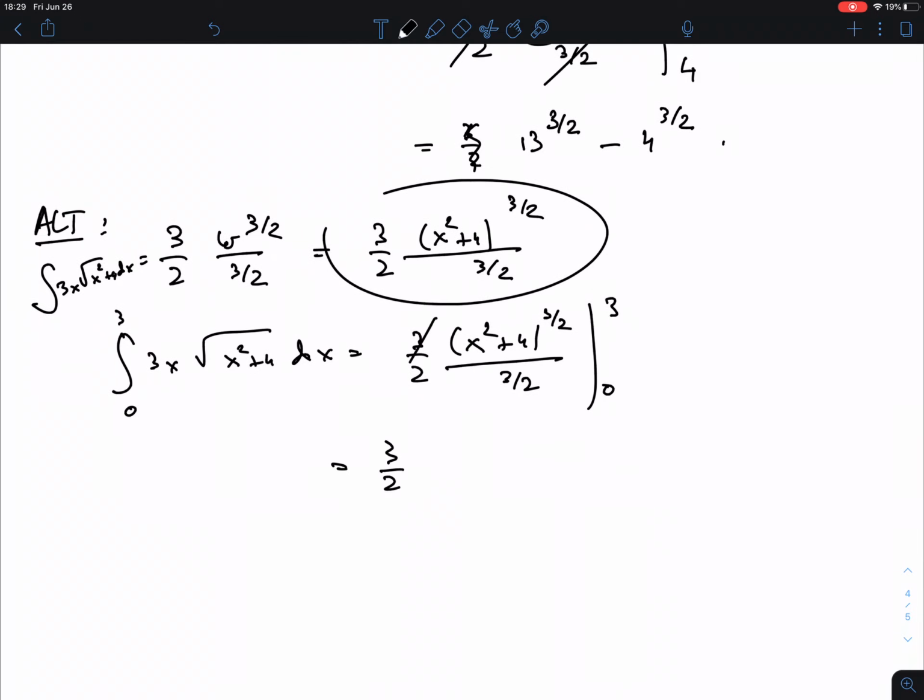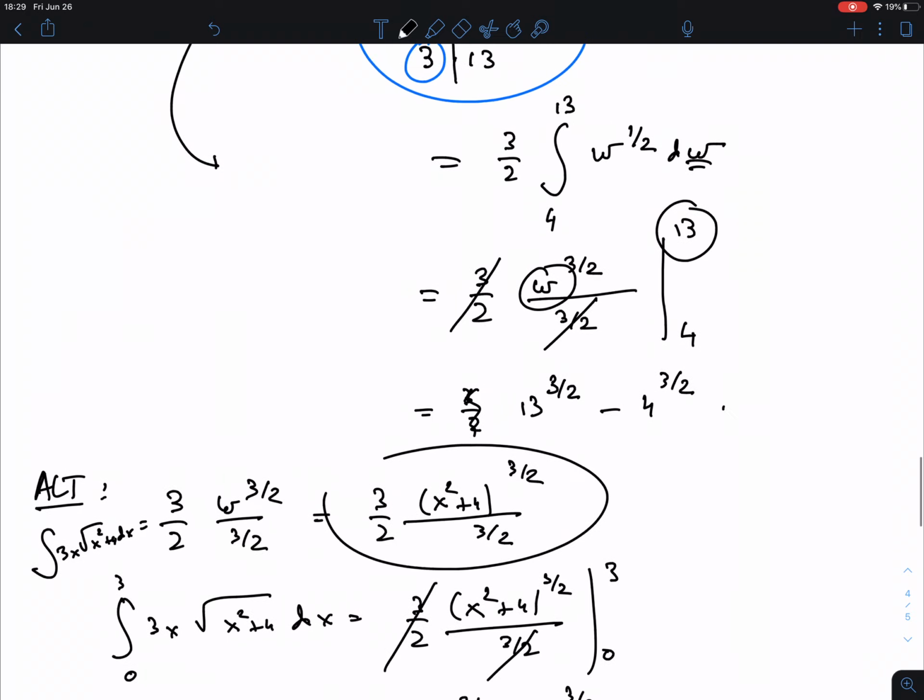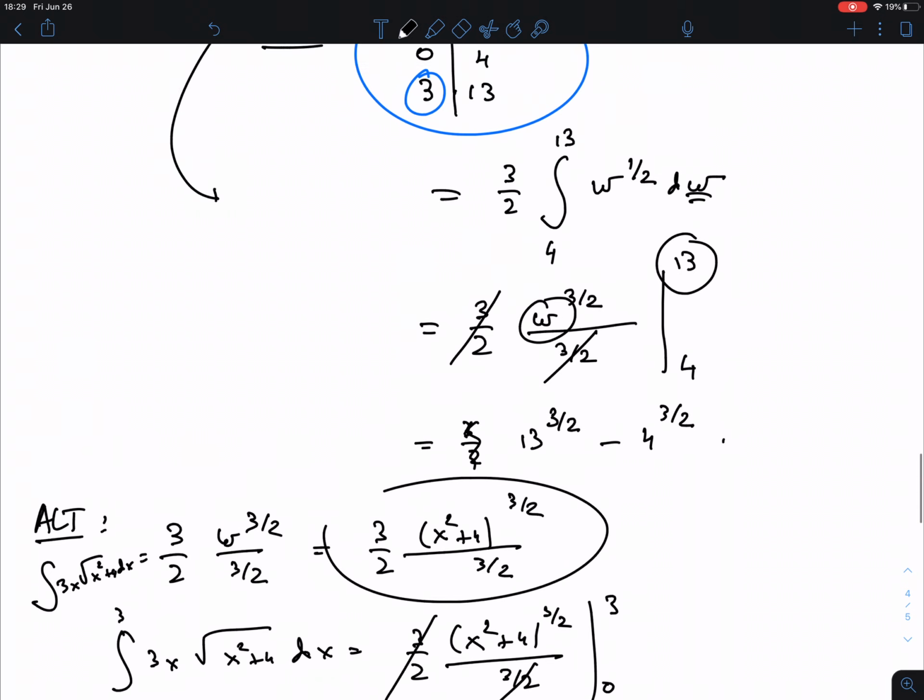No, it doesn't. Well, the 3 halves cancel, so that's gone. If you plug in 3, I get 9 plus 4, that is 13 to the power 3 halves. And I plug in 0, subtract, then I get 4 to the power 3 halves. Exactly what I had there. I'm doing the same thing, just at different places. But this one is slightly shorter.